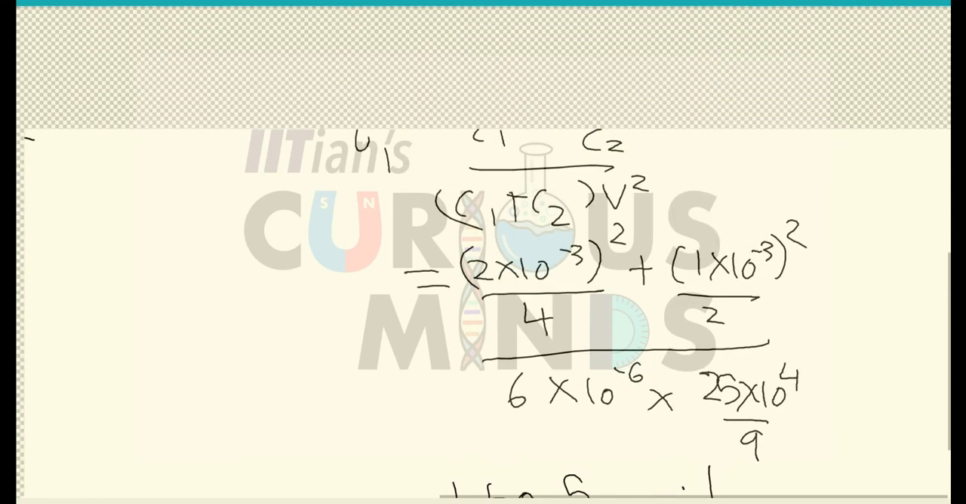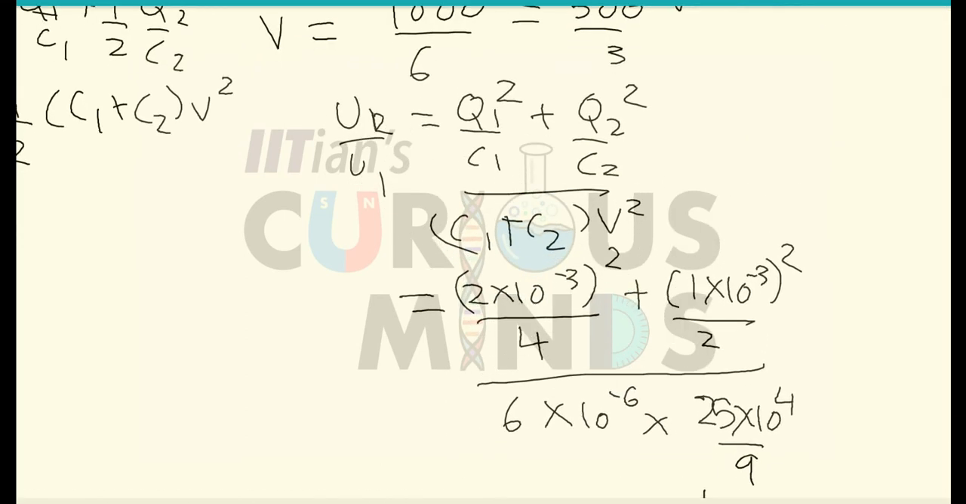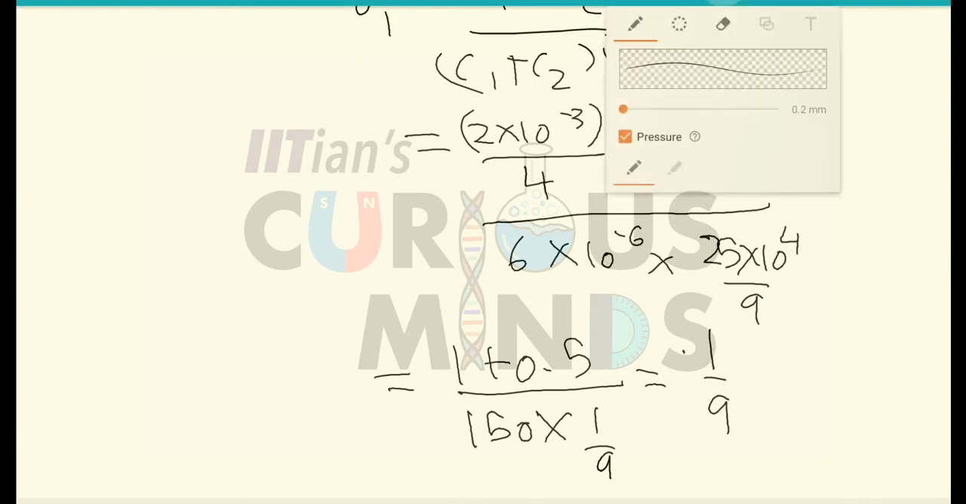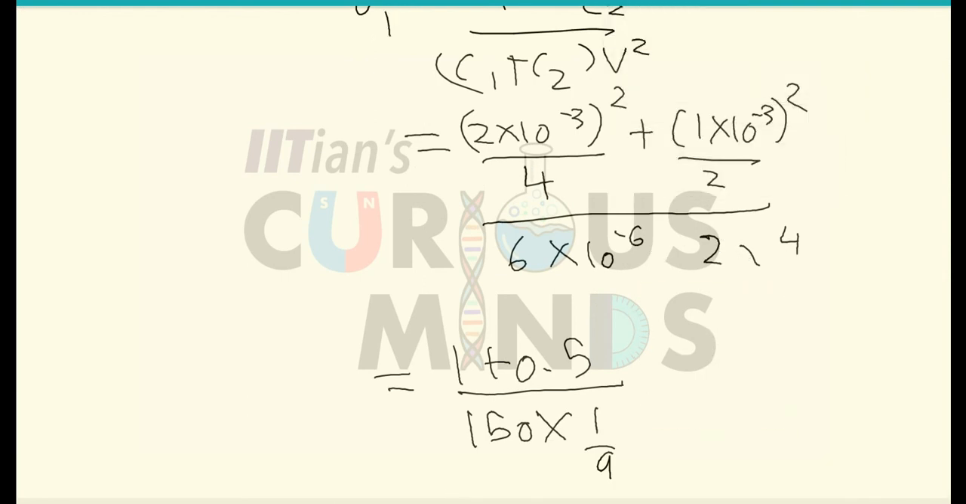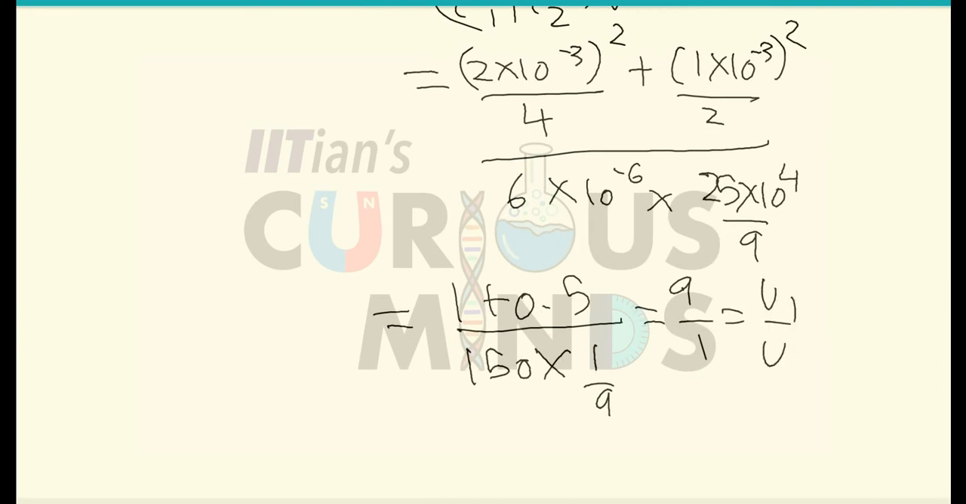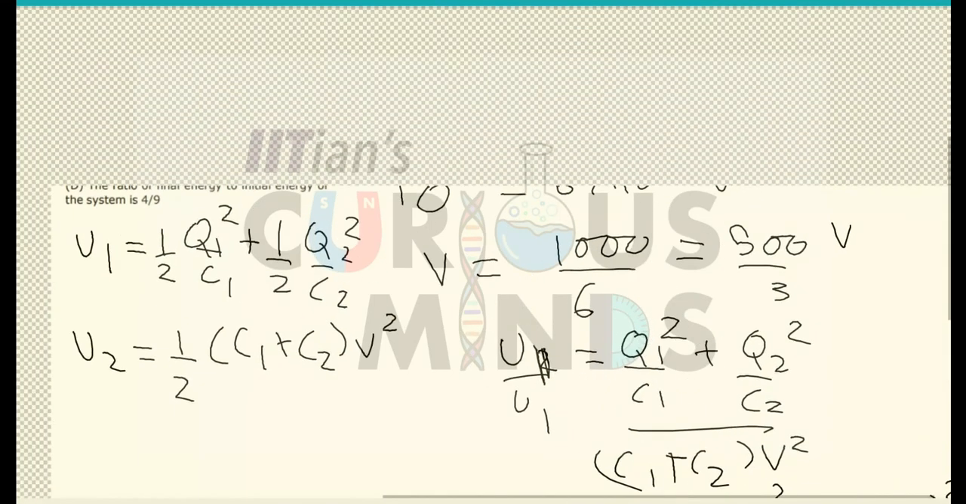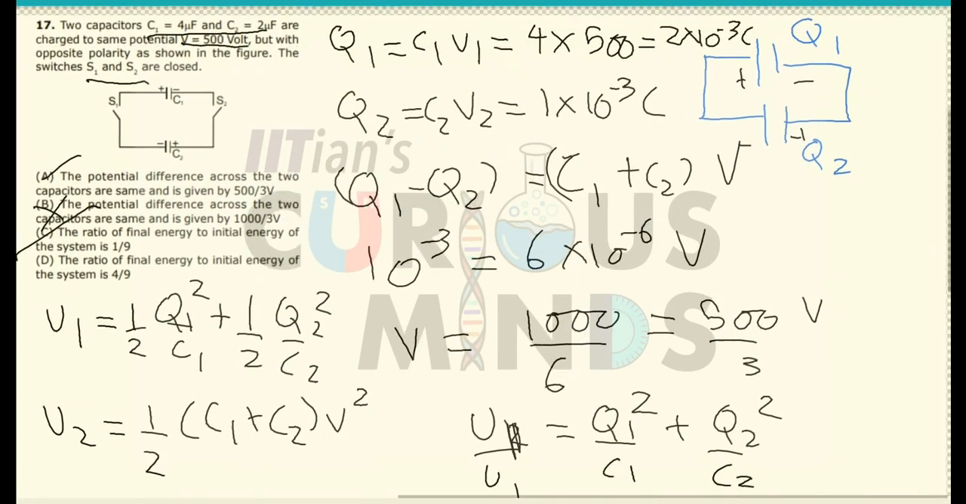I have found out final by initial over here, and initial by final over here. Final by initial gives me the ratio, 9:1 is initial by final, so final by initial will be equal to 1:9. This will be the ratio of the energies developed across both the capacitors. So this will be the final answer, 1:9, which is equal to option C. So the correct answers are A and C.